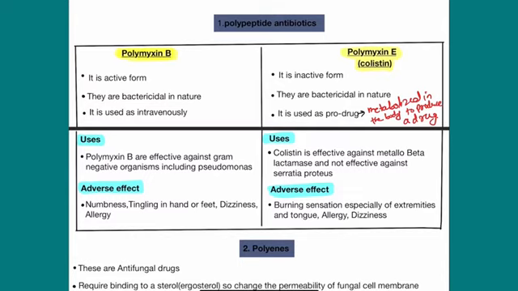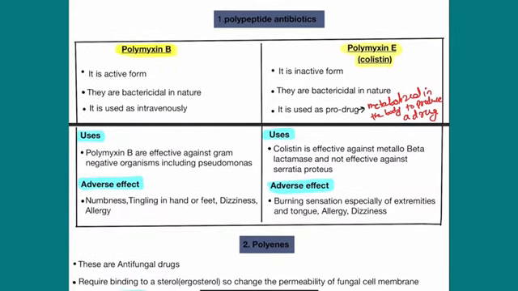What are the adverse effects of polymyxin B and polymyxin E? Both have mostly the same adverse effects. Polymyxin B causes numbness, tingling of the hands or feet, dizziness, and allergy, meaning hypersensitivity. And polymyxin E also causes a burning sensation, especially in the extremities and tongue, when eating food. So it causes a burning sensation in the tongue and also the upper and lower extremities. It also causes allergy, hypersensitivity, and dizziness. These are the adverse effects of the polypeptide antibiotics like polymyxin B and polymyxin E.